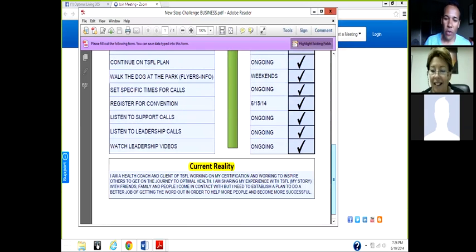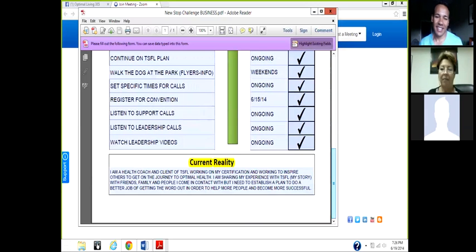All right, so current reality on this one, what does it say? It says, I'm a health coach and client of Take Shape for Life, working on my certification and working to inspire others to get on the journey to optimal health. I'm sharing my experience, my story with friends, family, and people I come in contact with, but I need to establish a plan to do a better job of getting the word out in order to help more people and become more successful. All right, so that's your current reality, and you're explaining that.